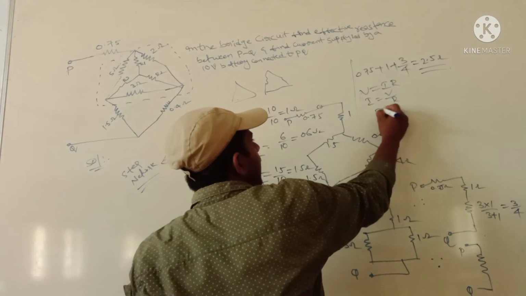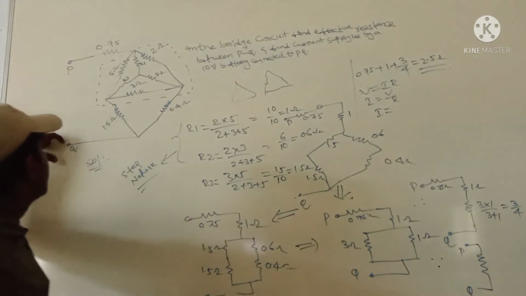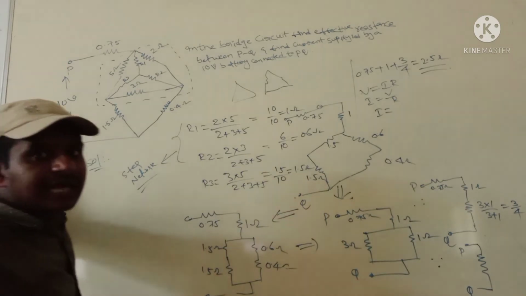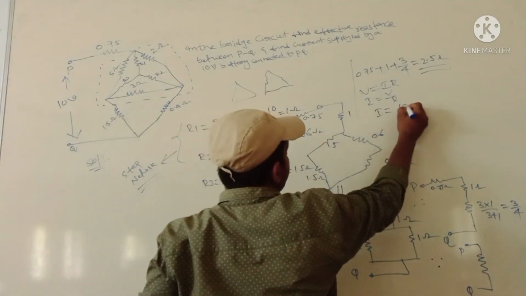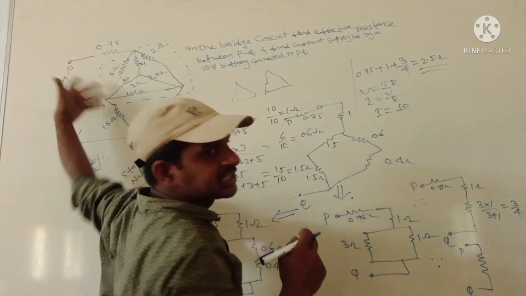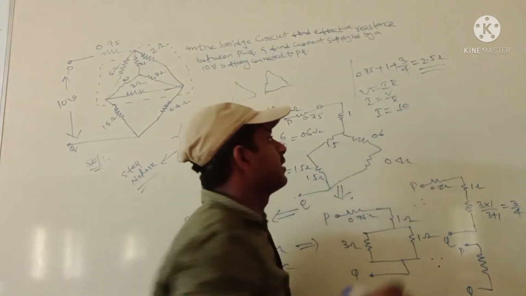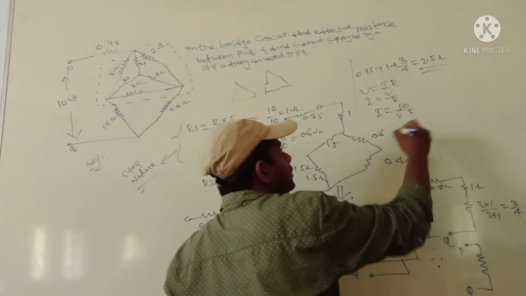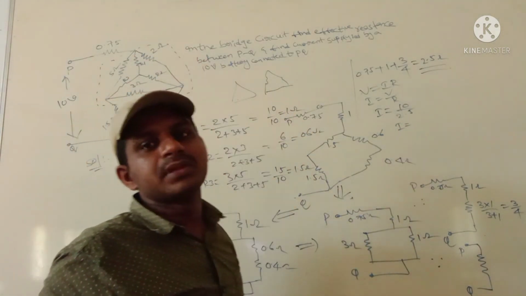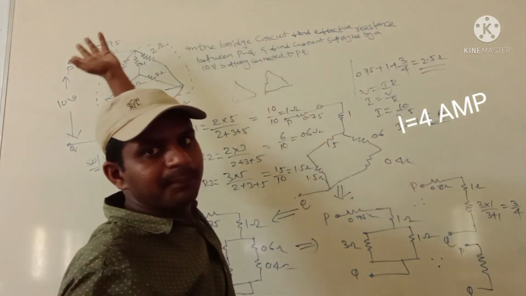So according to this, I is equal to, what is the total voltage here? Between P and Q we are given a 10 volts supply. So that's why we are taking 10 volts. What is the total equivalent resistance of the bridge circuit? That is given as 2.5 ohms. So finally we can get the total current delivered to the entire bridge circuit, I is equal to 10 by 2.5. So this is the final answer for the total current between P and Q.